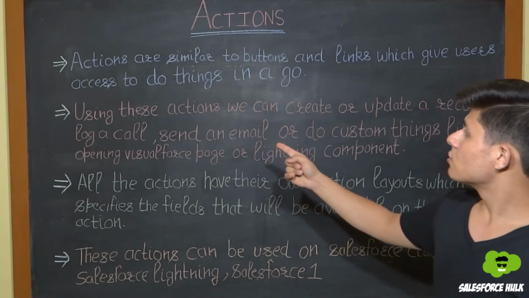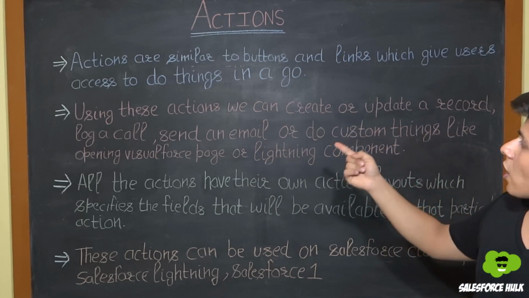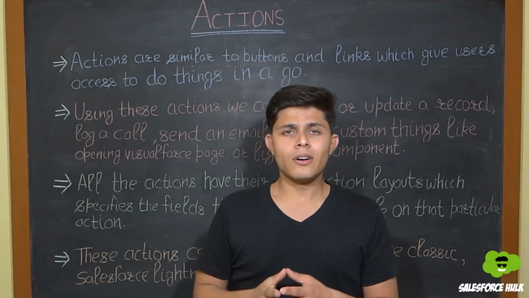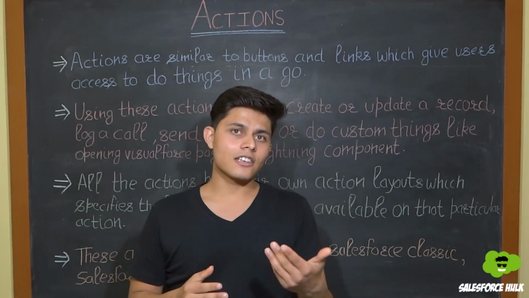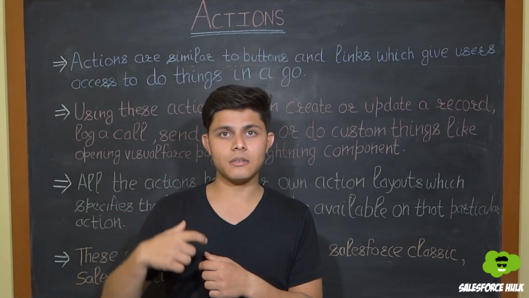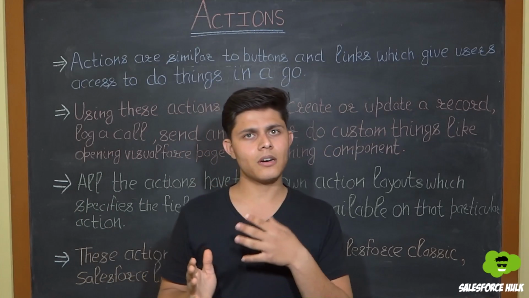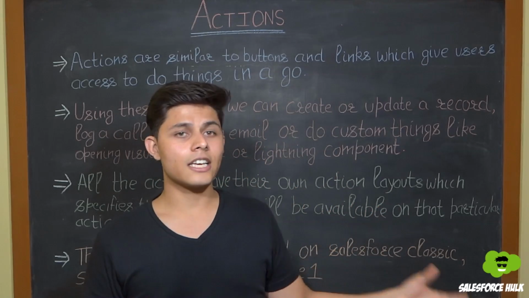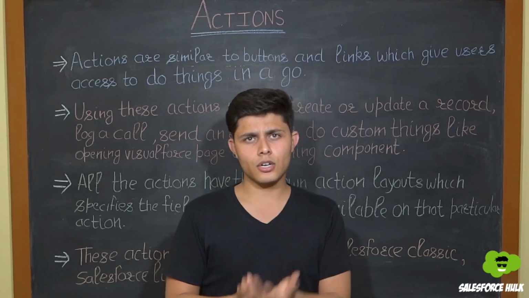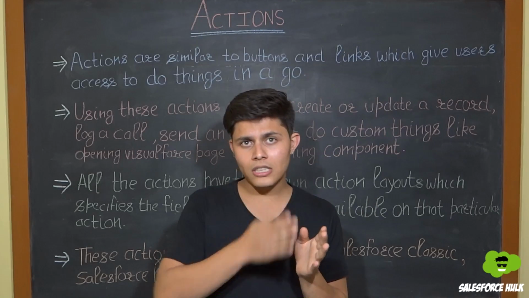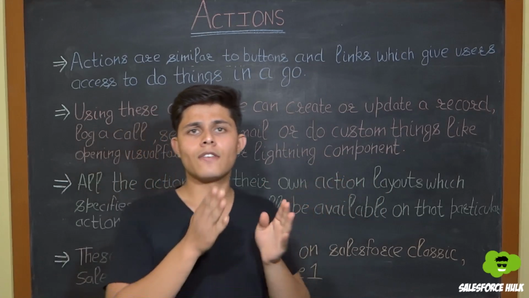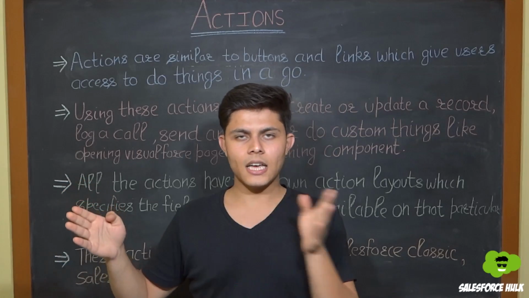Let's see the next point. Using these actions, we can create or update a record, log a call, send an email, or do custom things like opening a Visualforce page or Lightning component. What it means is that with the help of actions, you can create a record, update an existing record, log a call, send an email, or do custom things. By custom things I mean you can launch a Visualforce page or a Lightning component, whatever you want to do, you can do with the help of these actions. So all these things you can do with actions only. And if you want to do any of this without switching from page to page, create an action.